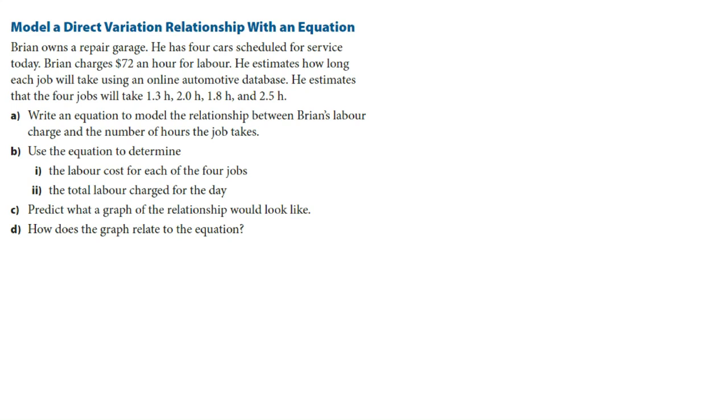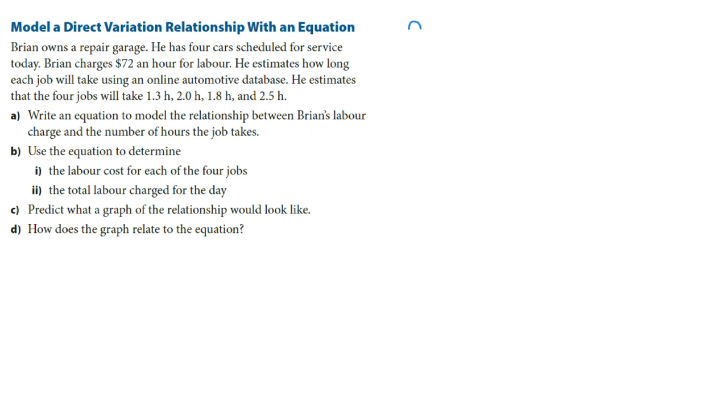Okay, last example. This one we're going to look at the equation of a direct variation. Brian owns a repair garage. He has 4 cars scheduled for service today. He charges $72 an hour for labor, and he estimates how long each job will take: 1.3 hours, 2 hours, 1.8 hours, and 2.5 hours. So write an equation to model the solution.